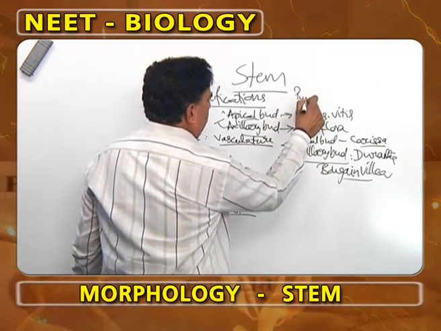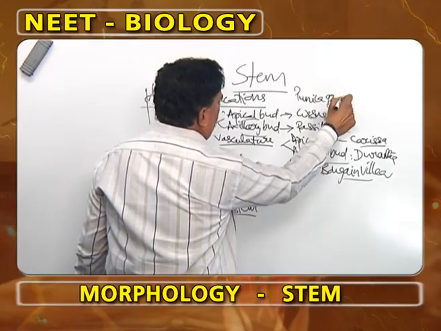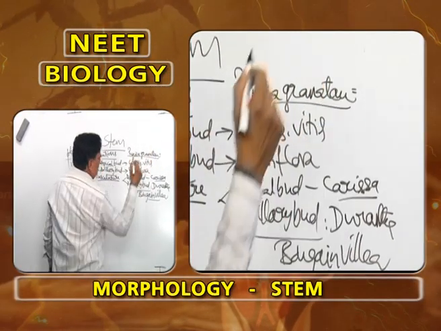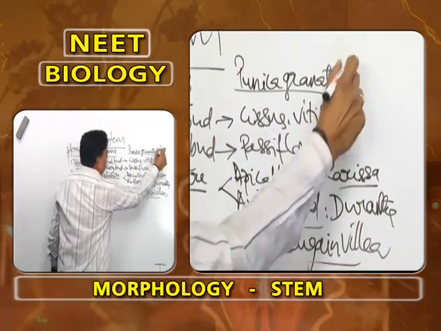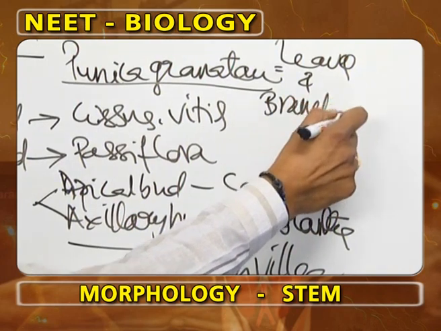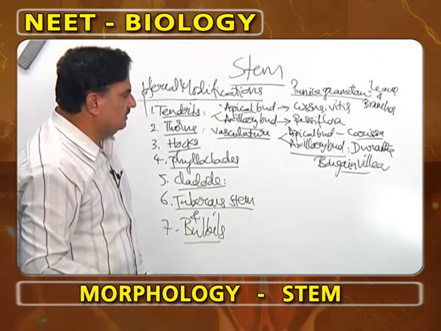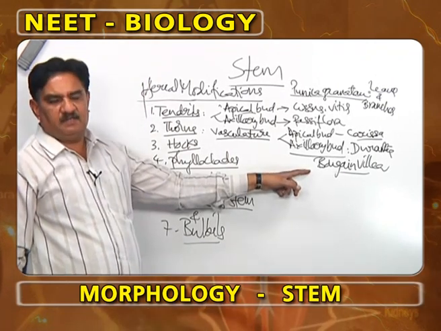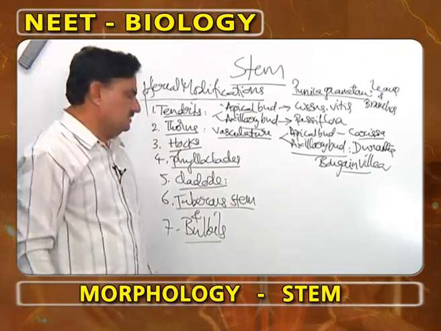There is another plant by name Punica granatum. We all know pomegranate. In Punica granatum, the speciality is that the thorn bears leaves and branches. So thorns bear leaves and flowers in Duranta, thorns bear leaves and branches in Punica granatum. In Bougainvillea, slightly curved hook-like thorns are present.